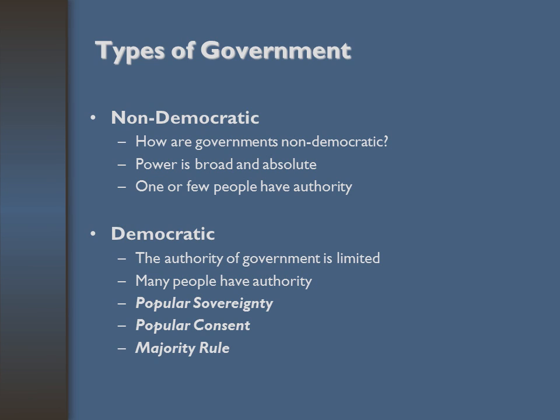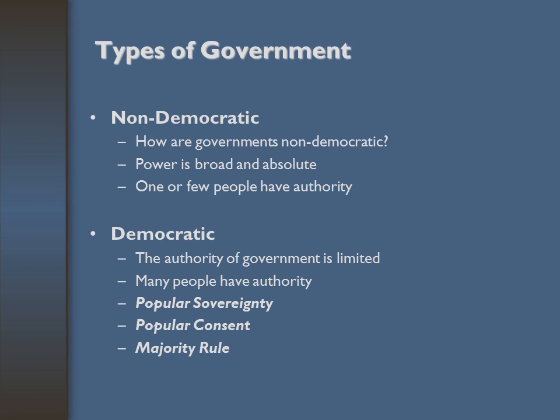So in democratic regimes, not only is government's authority limited, but many people have authority. As I said, the differing institutions, the different branches of government, are made up of quite a few people who share power. So these three characteristics of democratic regimes are very important for you to note. Hint, hint on all of them. Good multiple choice section for the exam. In democratic regimes, you're going to see this idea of popular sovereignty. So what is popular sovereignty?